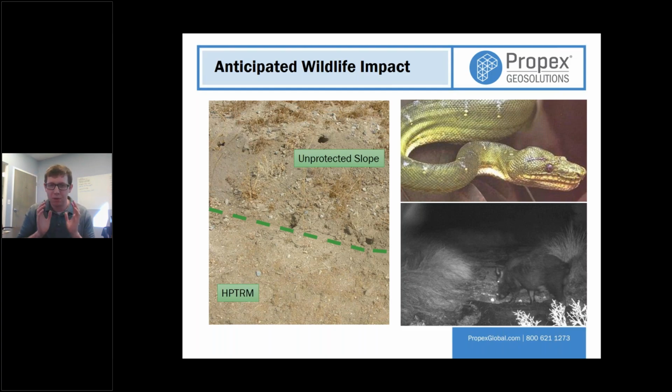We want to protect the wildlife, whether it's entanglement potential with other stitch bonded TRMs, but we also want to make sure that our infrastructure is protected appropriately. So we want to make sure that these materials can be used in these scenarios.